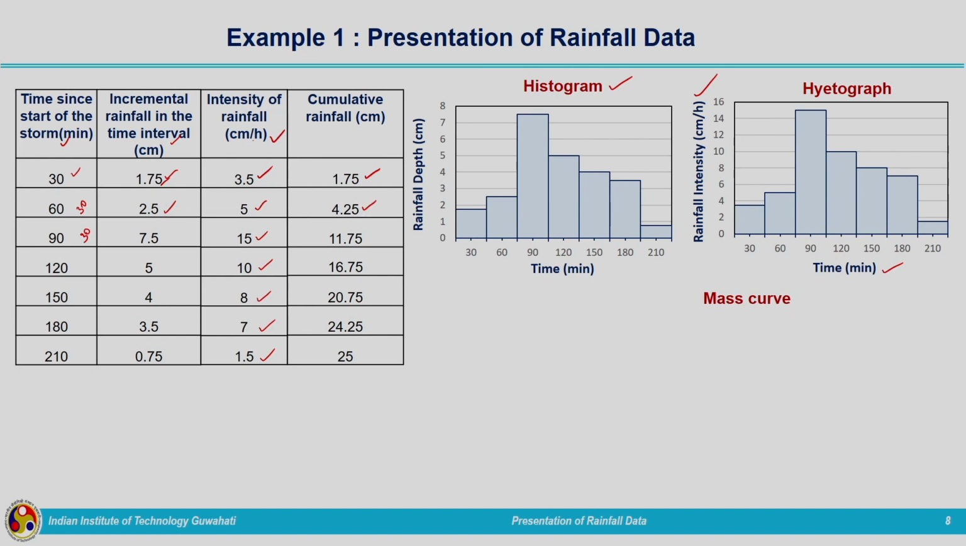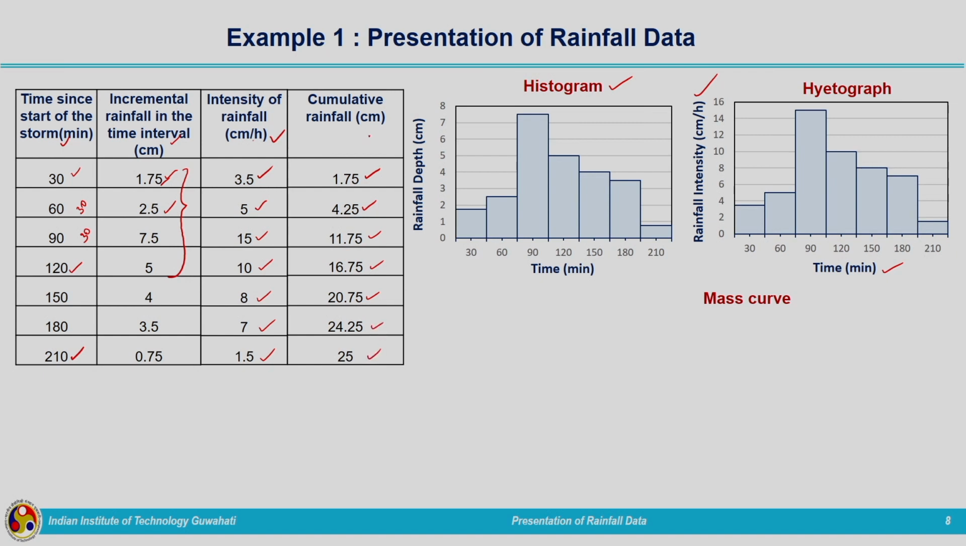In that way, the cumulative rainfall value will be calculated until we reach 210 minutes. For 120 minutes, what is the rainfall that occurred? All these, 1.75, 2.5, 7.5 and 5, will be added together to get the cumulative rainfall at the time of 120 minutes. That way we can calculate the cumulative rainfall depth corresponding to each time.